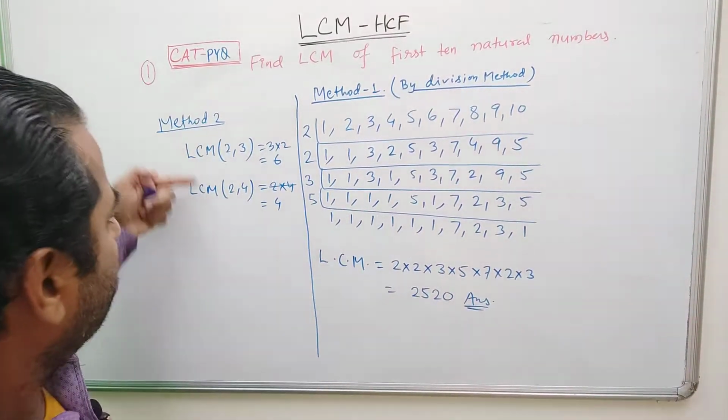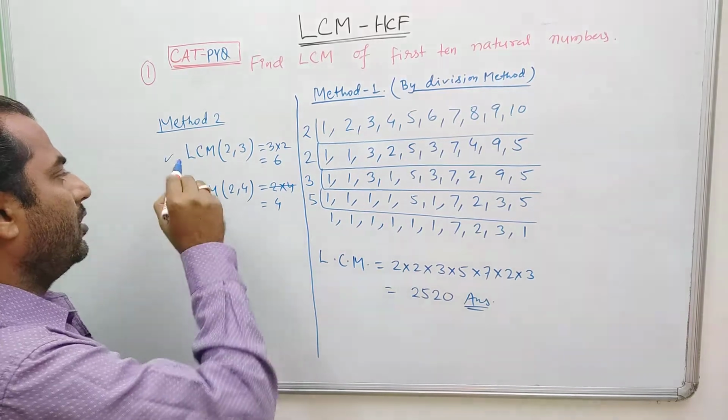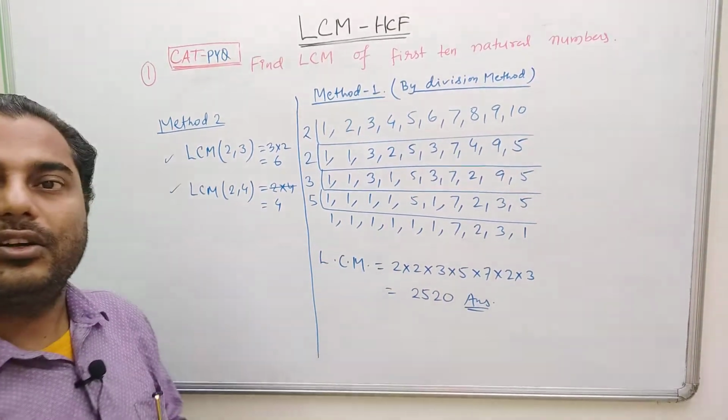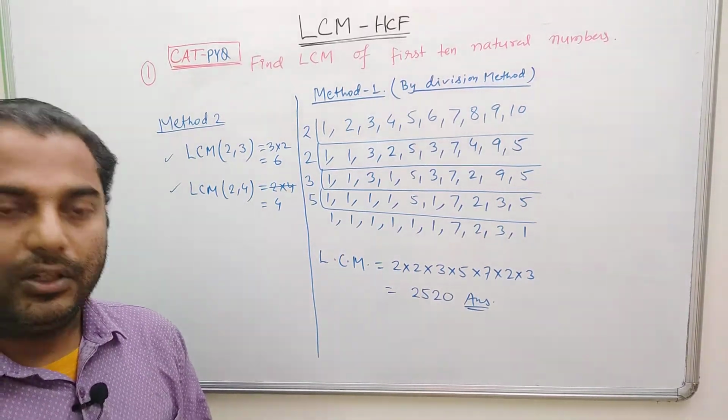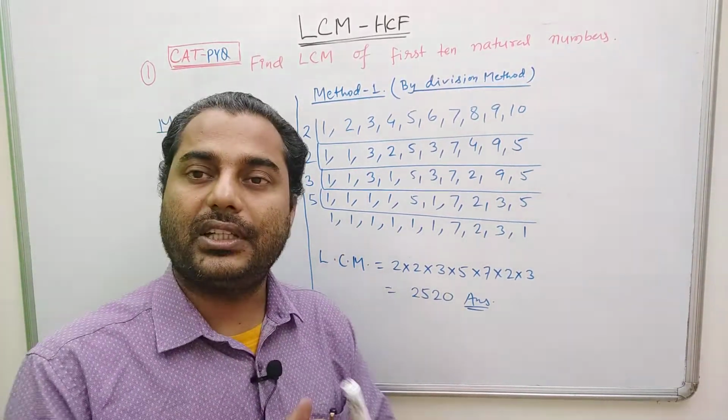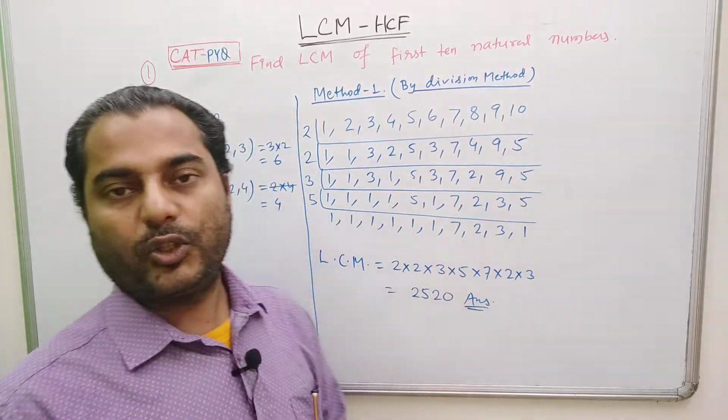So what is the difference between the two cases? In the first case, 2 and 3 are co-prime numbers. I have already discussed co-prime numbers in detail. Two numbers which have nothing in common other than 1 are said to be co-prime numbers.